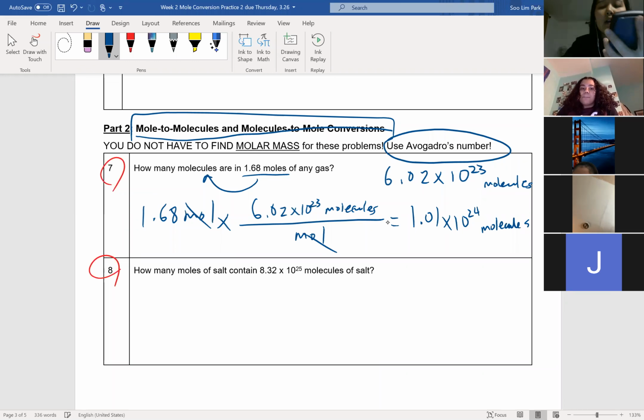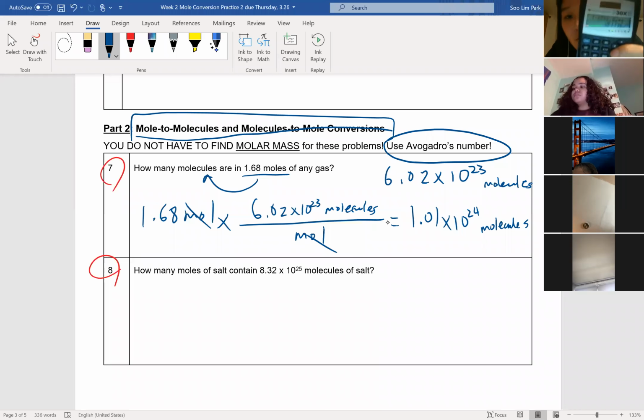All right. When you do this on your calculator, some of you only write as your answer this first part, 1.01, and you forget the power. You have to write the full number because this is the correct answer as a whole, okay?